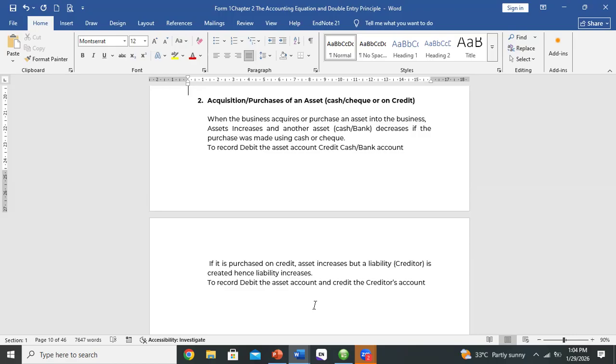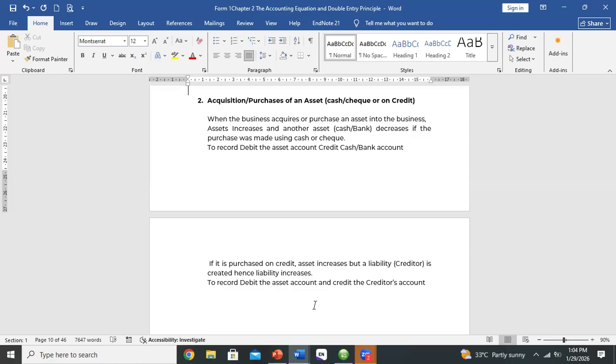Okay. So I said, if you're applying it based on the type of account, then for personal, you debit the receiver, you credit the giver. For real, you debit incoming items, you credit outgoing items. And then for the nominal, we debit expenses and losses, we credit income, gains and revenue.